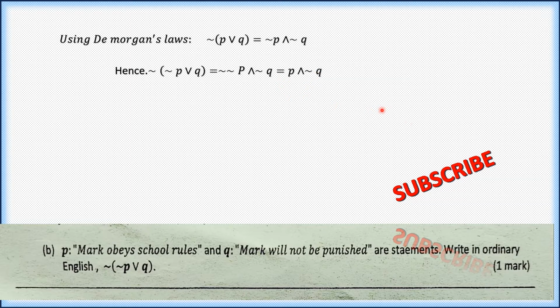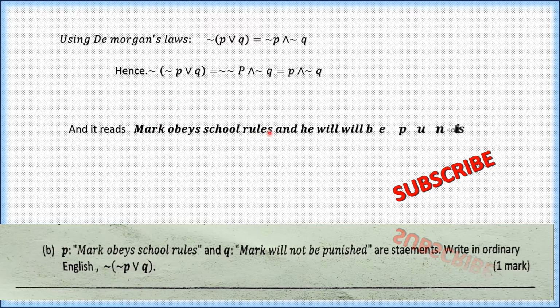So what does this statement read? This is what it reads. Mark obeys school rules and he will be punished. Mark obeys school rules. That's the statement, right? And then the logic and you put it there. Mark obeys school rules, and now the negation of Mark will not be punished is Mark will be punished. So we read: Mark obeys school rules and he will be punished.